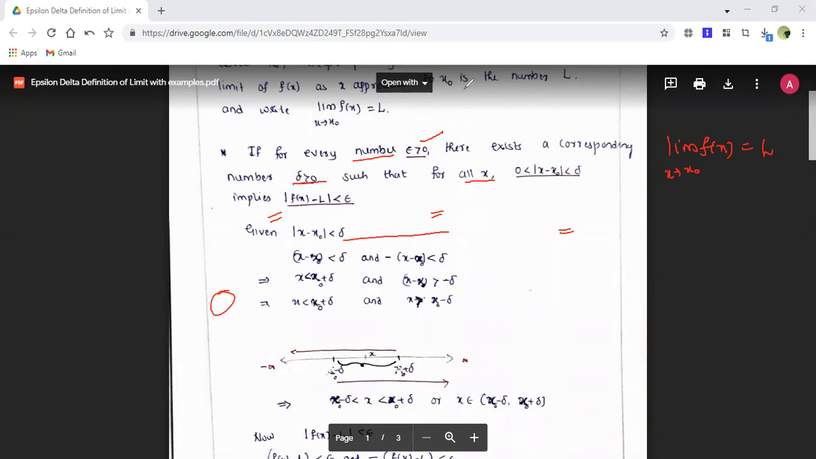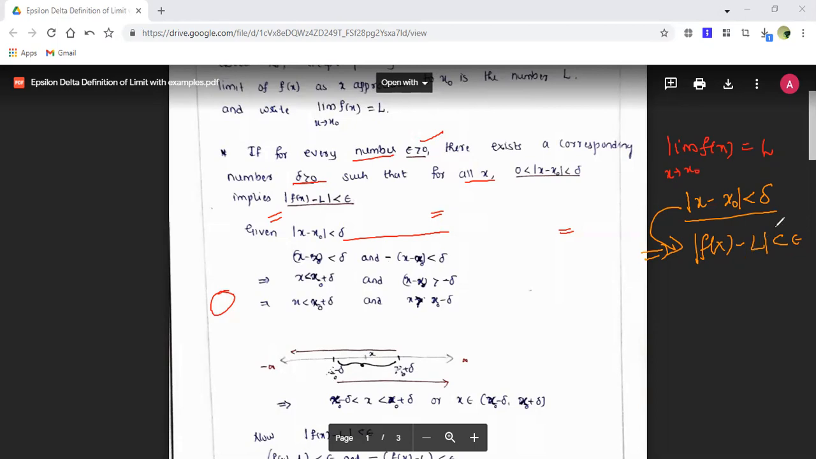They're connected in such a way that if modulus of x minus x naught is less than delta, then it implies that modulus of f of x minus capital L is less than epsilon. So this is the definition. What is this definition trying to say? Let's understand it in detail.